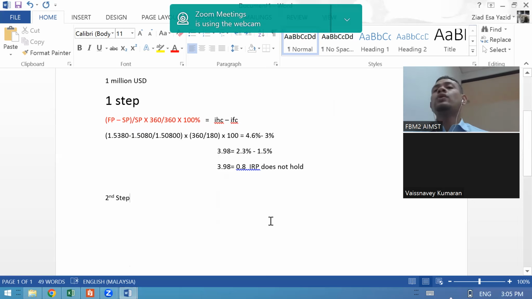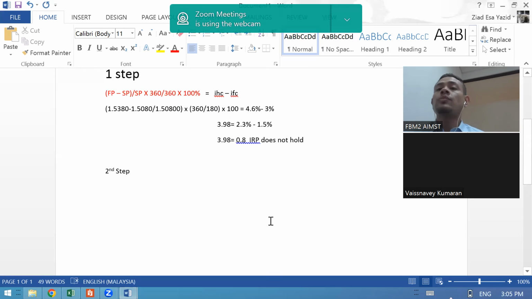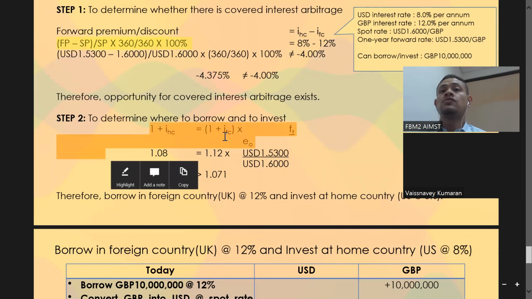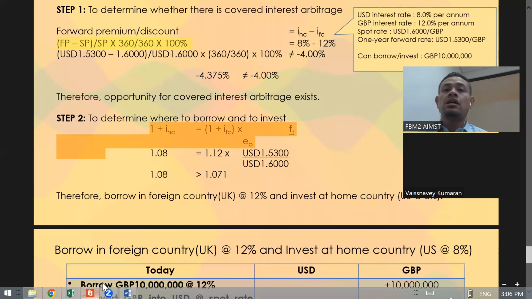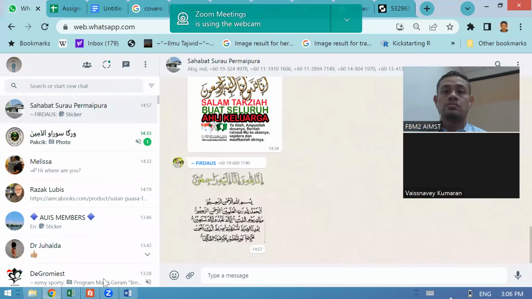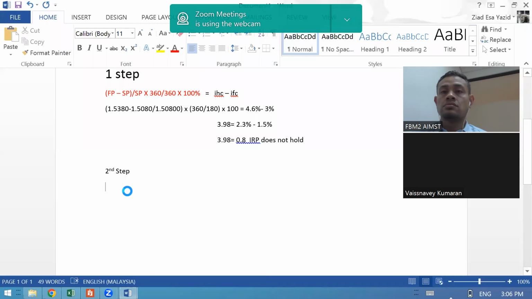In step 2, what do we want to know? Step 2 is we want to know where to invest and where to borrow. That's all. So if you look here, go back to the slides. Here is the formula: times forward divided by spot. Easy.